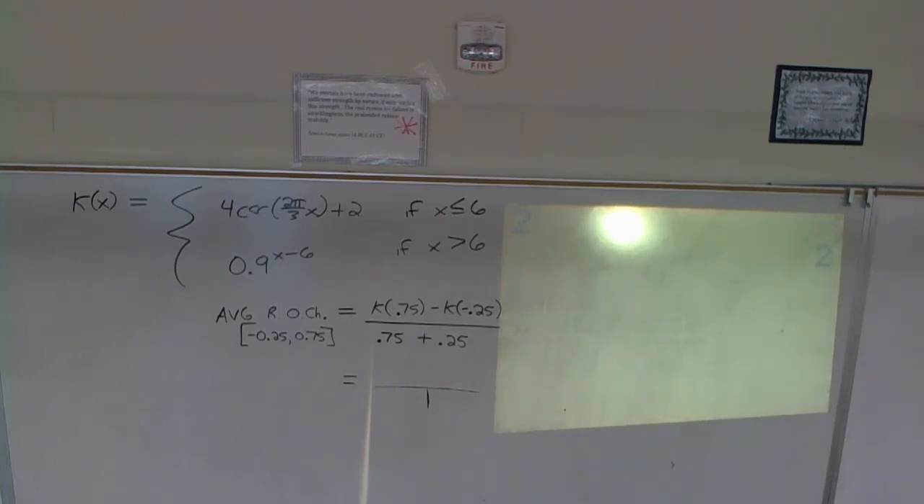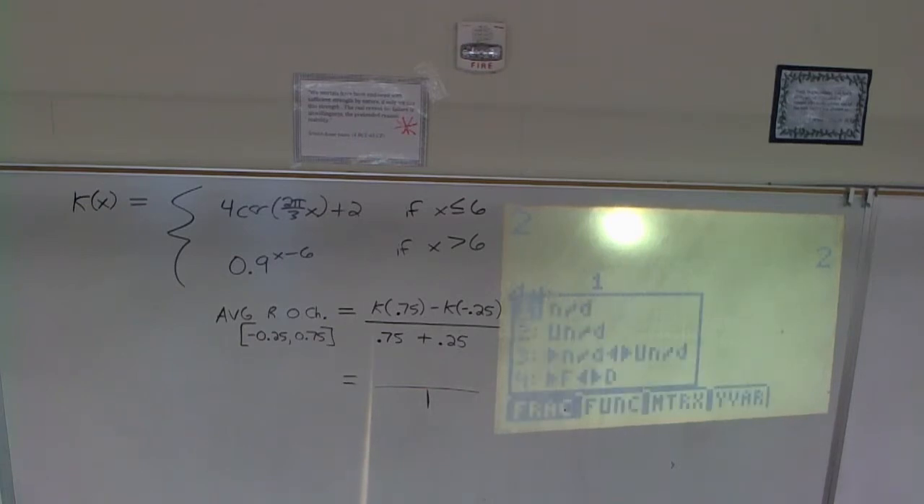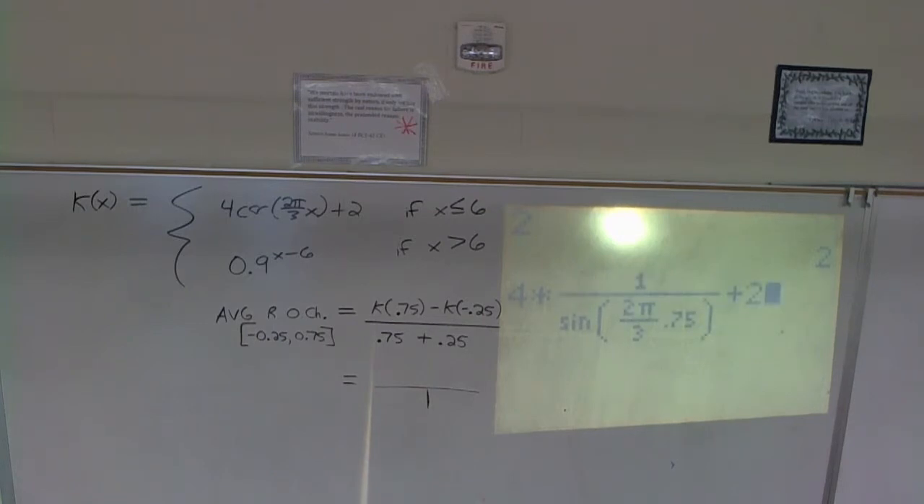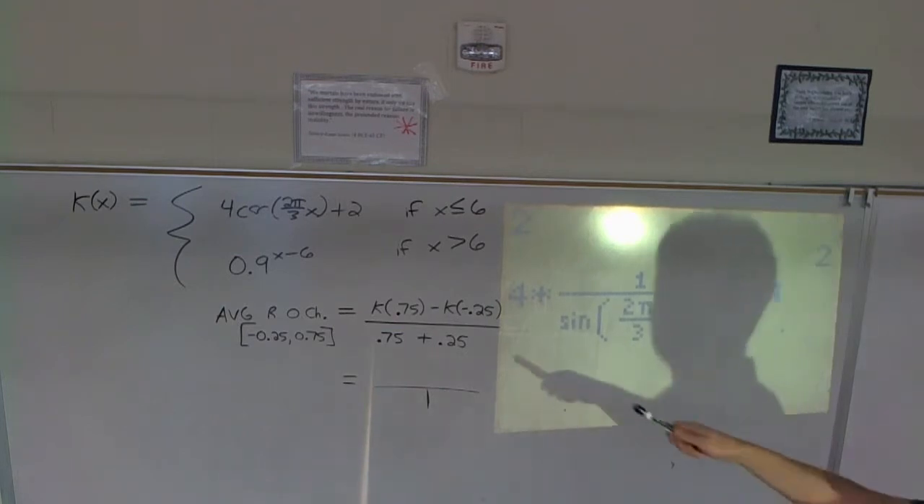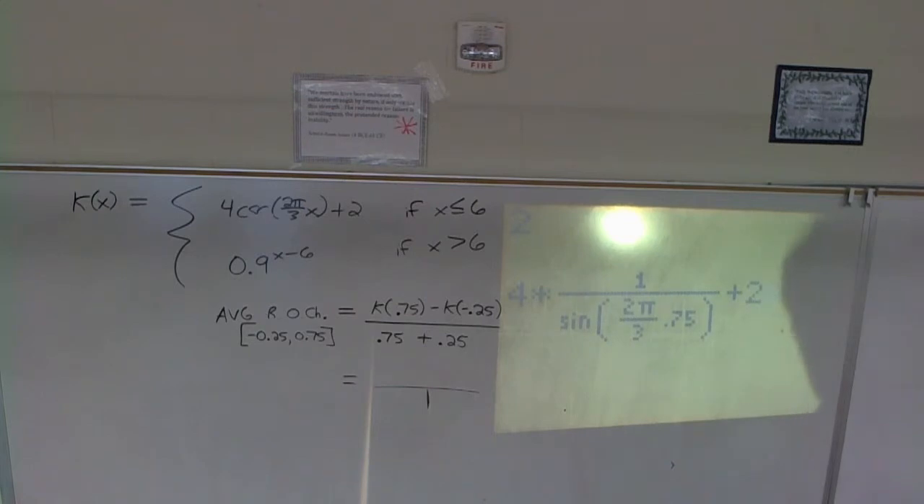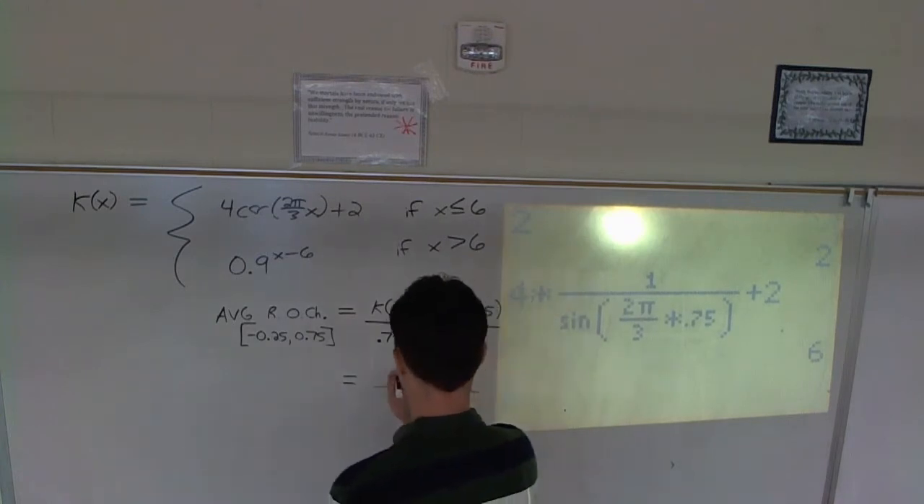So I'm going to say 4 times, and I'm going to have to enter cosecant. There's no cosecant button. So the way you do that is you use the identity that says cosecant is 1 over sine. And then I'm going to plug in exactly what it says. I've got 2 pi in there over 3, and I'm going to put 0.75 in for x. And then I'm going to put my plus 2 on the outside because that 2 right there is clearly outside the function, so it shouldn't be on the bottom. So I get 6 for that. So that one's going to be 6.